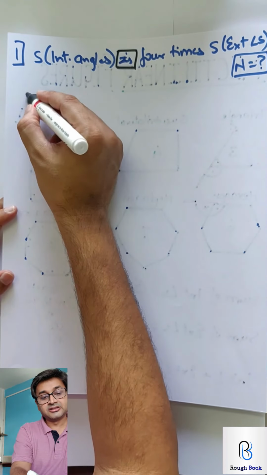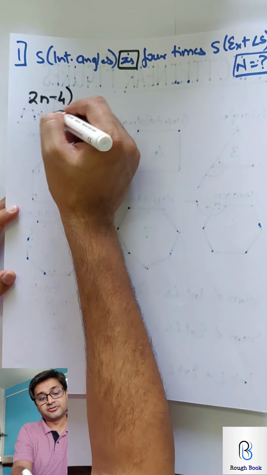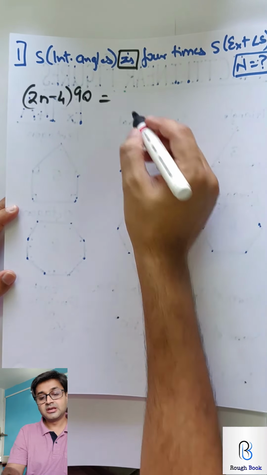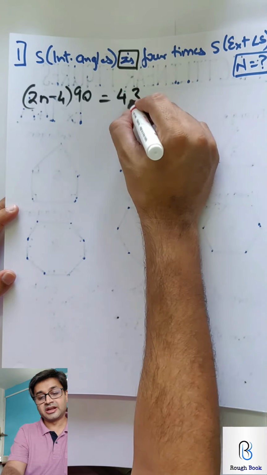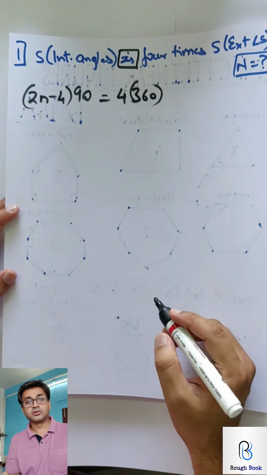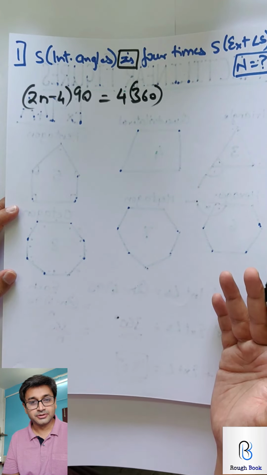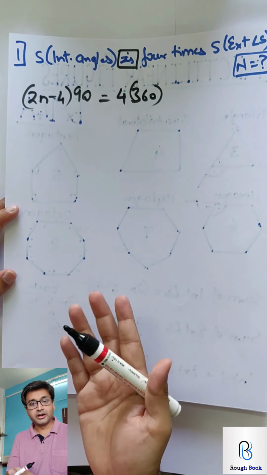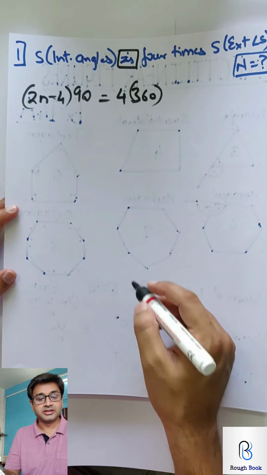Sum of interior angles, so interior angles is 2n minus 4 into 90, is 4 times the sum of exterior angles. So exterior angle is always 360. Solve, you will be able to calculate the value of n. Isn't it very simple? Yes. Come on, try it. Now at least stop copying. Come on, go ahead and get me the answer.